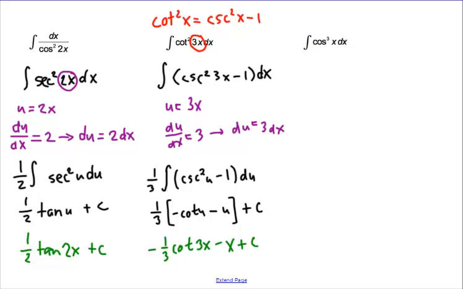Alright, this last one, the integral of cosine cubed x dx. The trick on this is for us to think of it like cosine squared x times cosine x, so that we can use an identity. Remember that cosine squared x plus sine squared x equals 1. And so what I'm going to do is change cosine squared x to be 1 minus sine squared x.